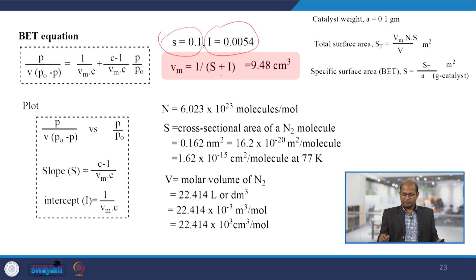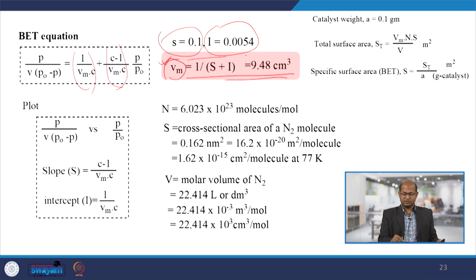So, from the slope and intercept we can find out Vm. This is the slope and this is the intercept. From slope and intercept we can find out Vm, that is the monolayer volume, 9.48 centimeter cube. So, that we found out.